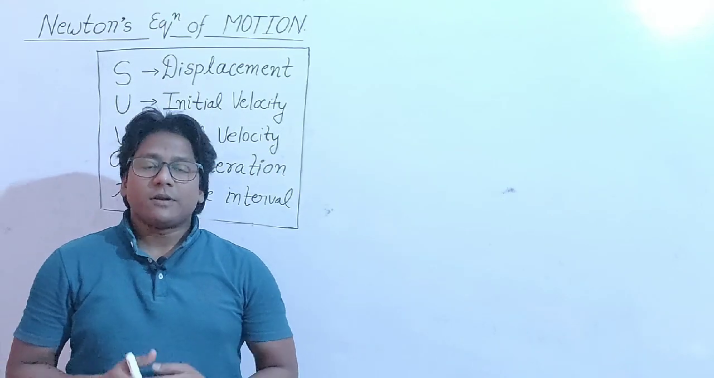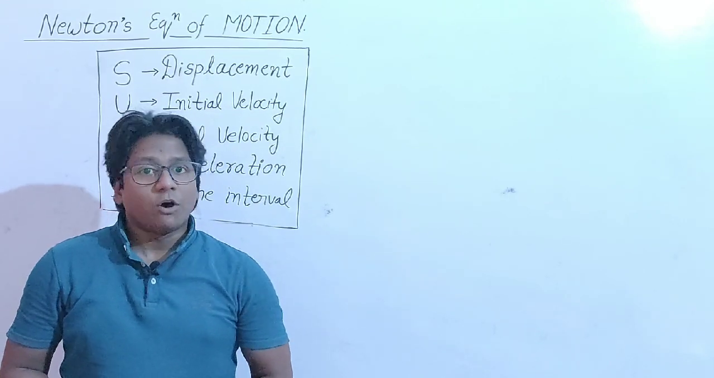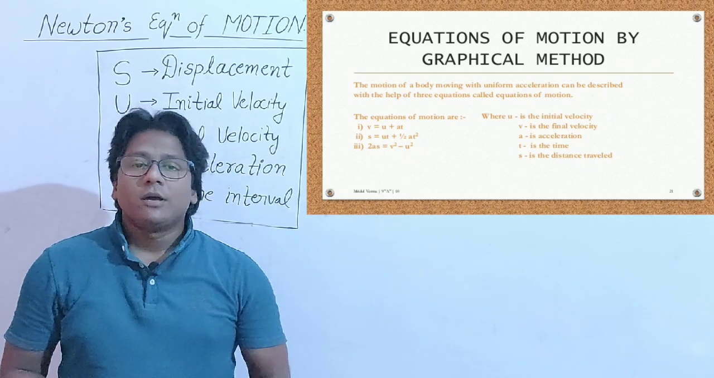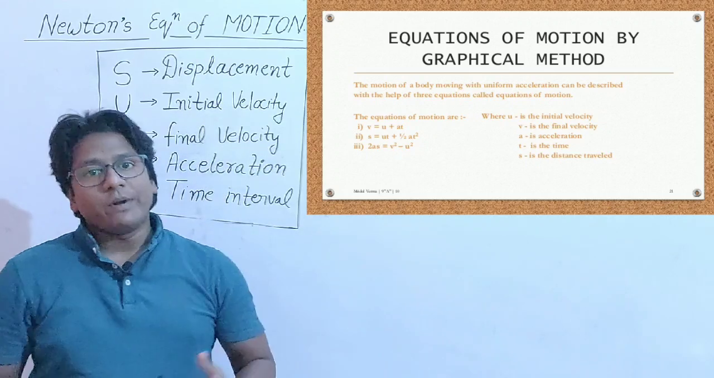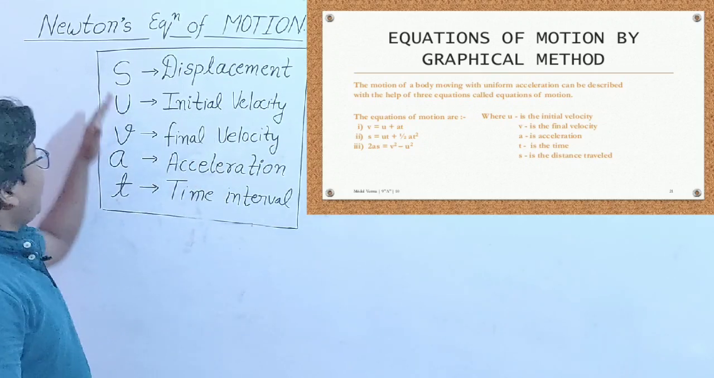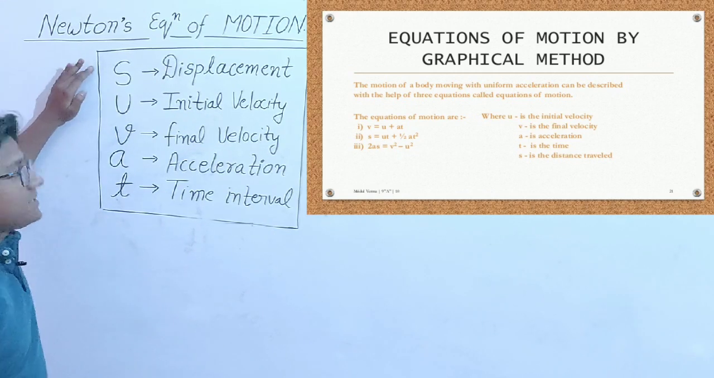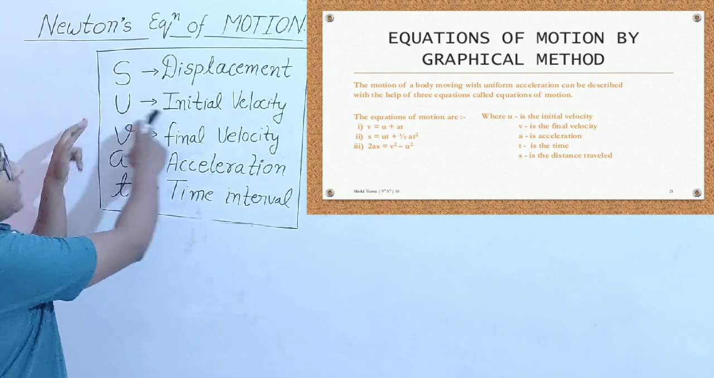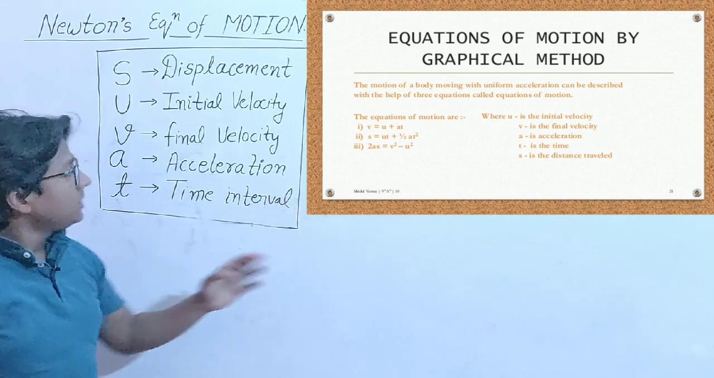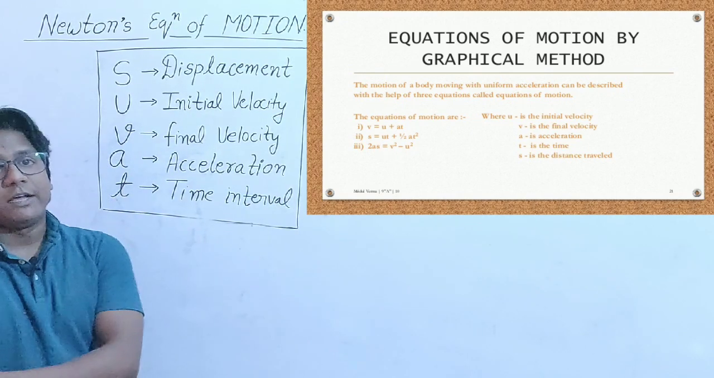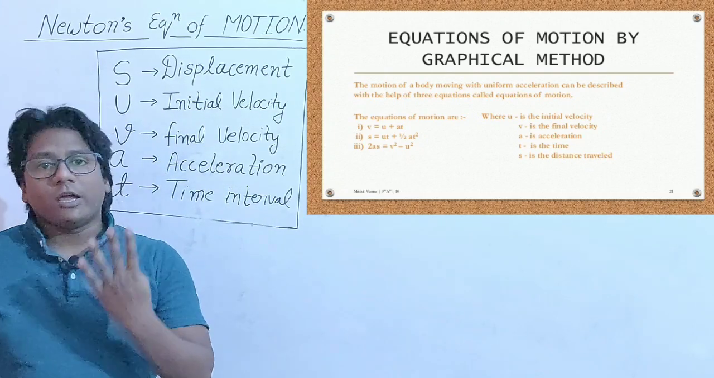Dear students, the great scientist Sir Isaac Newton gave the three equations of motion. That's why it's called Newton's equations of motion. Sometimes we also call it the SUVAT equations because of S, U, V, A and T, where S stands for displacement, U for the initial velocity, V for the final velocity, A for acceleration and T for time interval. Combining these, we get three equations.